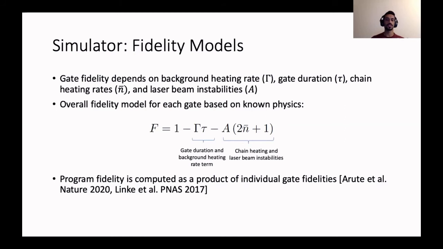What this model describes is that if a gate takes a long duration to finish, the fidelity is going to be bad. Similarly, if the ion chain in which the gate is being performed has been heated up because of a lot of shuttling, the gate is again going to have infidelity. Now, this gives us the fidelity for one gate. To compute the fidelity for the overall program, we take the product of the individual gate fidelities. And this model has also been shown to work well in practice in these studies.